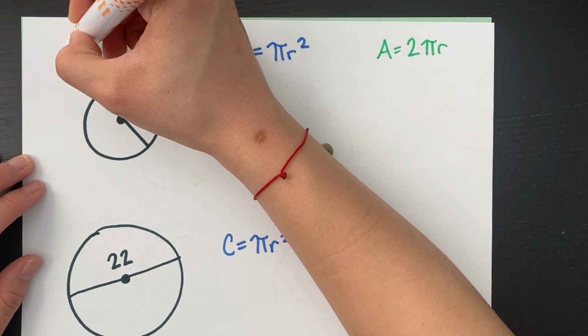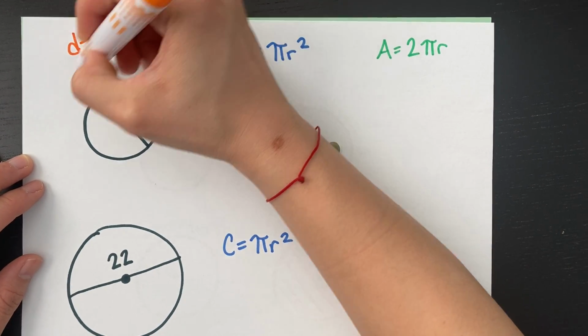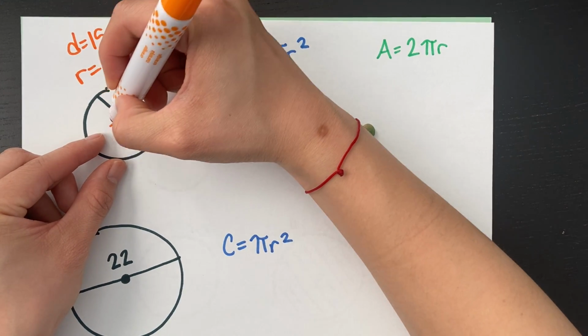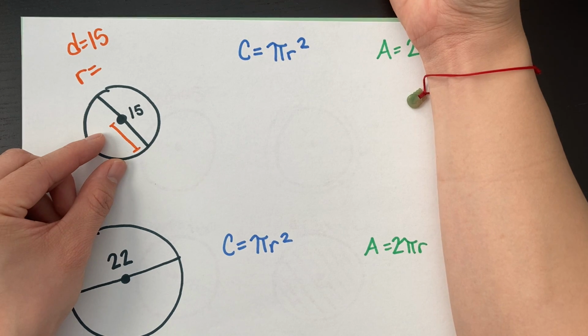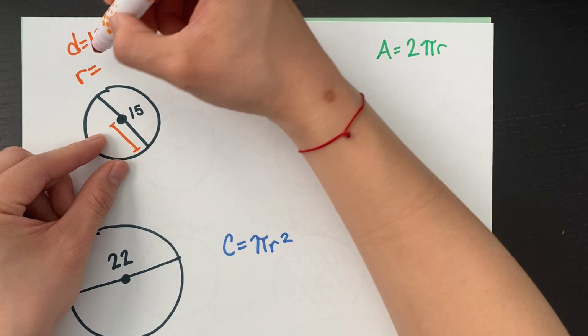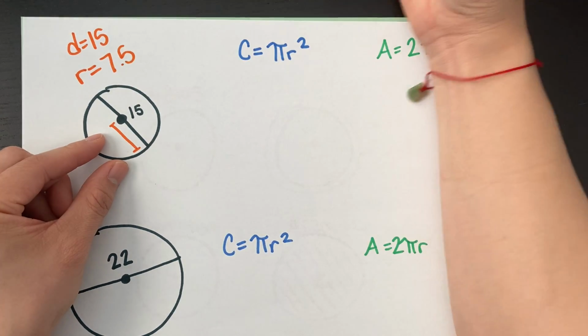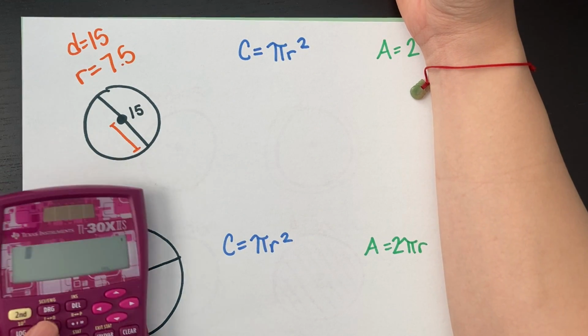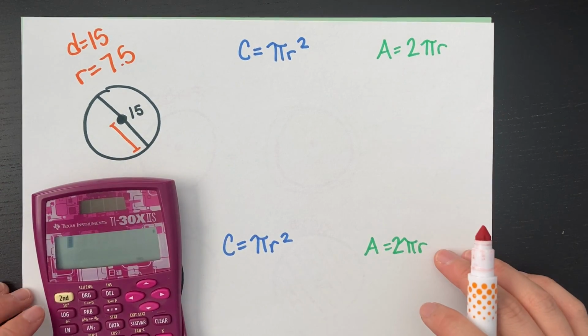So the diameter is 15, which means the radius, just this distance, is half of your diameter. So half of 15 is 7.5. I know we don't really like decimals, but that's cool because we have a calculator, so it's not going to be too bad.